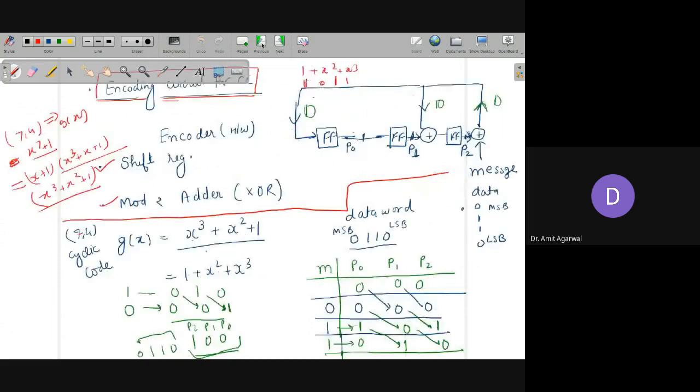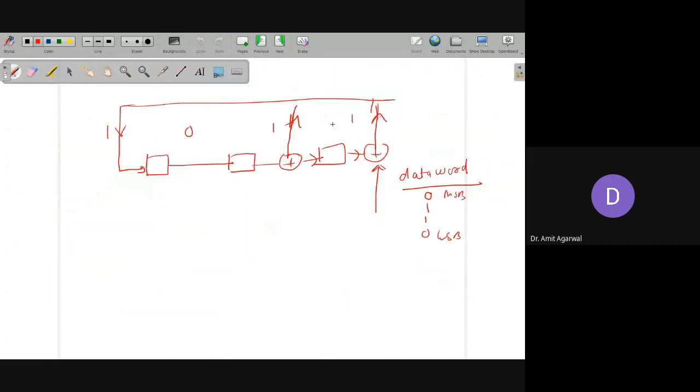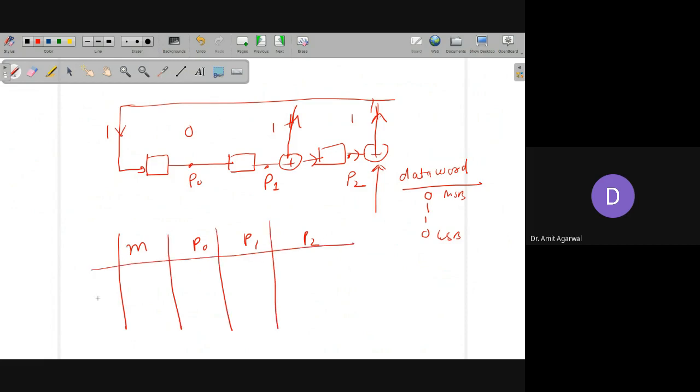Now we start making the table. So this is your message M, and initially we assume that all the registers have 0 state. So this is state P0, this is state P1, and this is state P2, the output of each register. And now we start making the mappings. So this is M, this is P0, this is P1, this is P2.